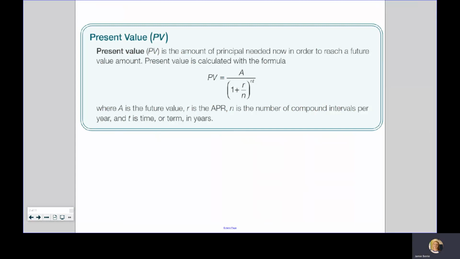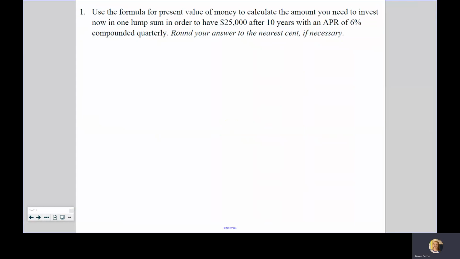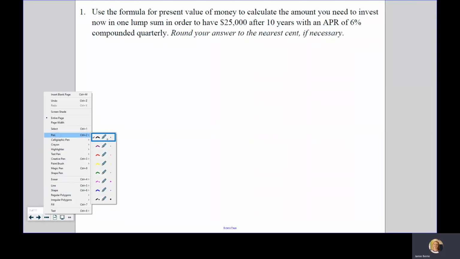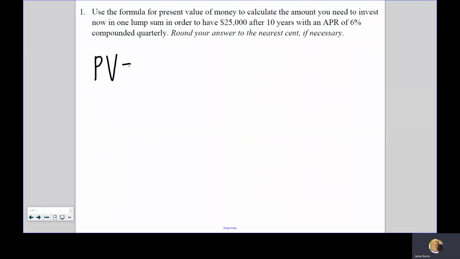So let's look at our example. It says use the formula for present value of money to calculate the amount you need to invest now in one lump sum in order to have $25,000 after 10 years with an APR of 6% compounded quarterly. Round to the nearest cent. Right, so I'm going to write down the formula for present value. So present value equals our goal amount A, which was $25,000, over 1 plus R over N raised to the NT.